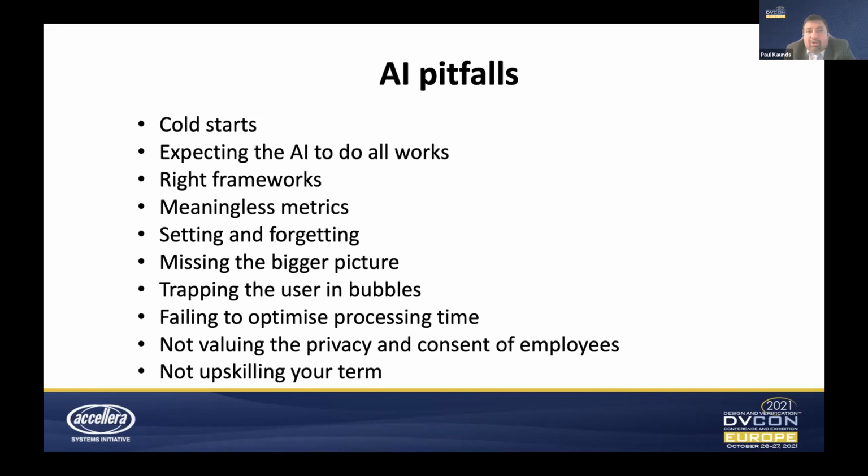That is why I also wanted to list what the pitfalls are. It can be a cold start, expecting AI to do all the work. That's one of the pitfalls. Sometimes people say, okay, once you have an AI engine, you can do everything much faster. We need to have the right frameworks. Meaningless metrics, right? Setting and forgetting, missing the big picture. Sometimes there should be human intervention required, right? Trapping the users in a bubble, if we are using only the systems. Failing to optimize the processing time, not valuing the privacy and consent of employees, or not upskilling your team, right?